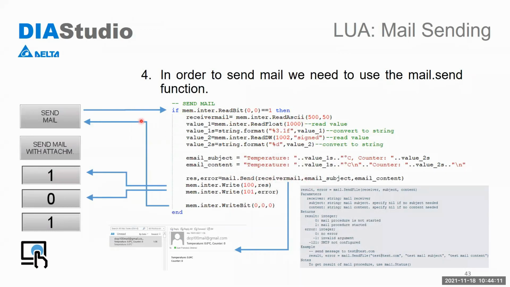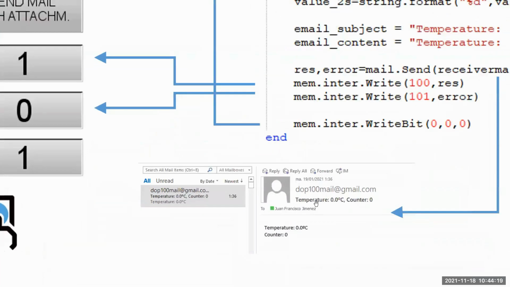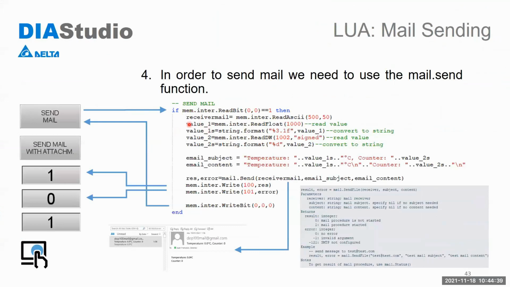The second is the mail subject. I want to have as a subject, again, the temperature, comma, and then counter, and then the value of the counter. And for the contents of the mail, I will use the same, but in two separate lines, okay? So I need to cook, again, this data. Remember, we did this on a previous example.